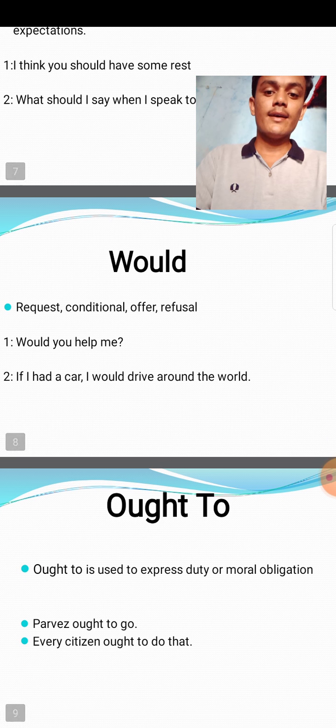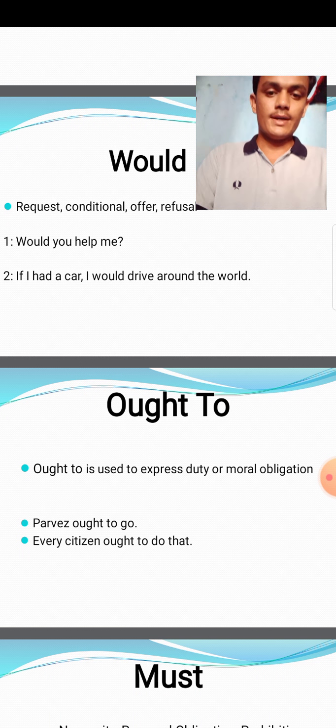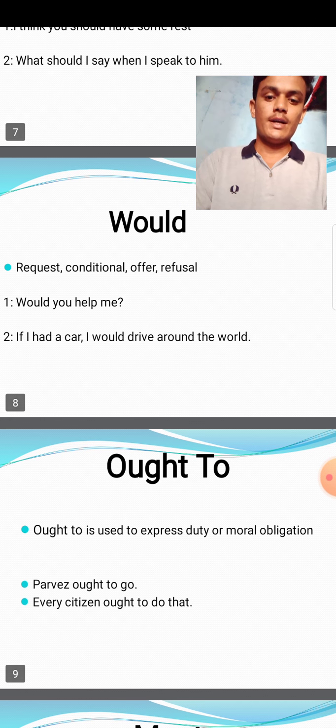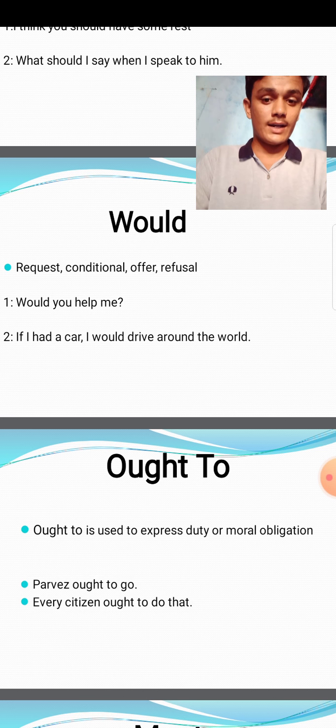Number 6 is would: request, conditional, offer, refusal. Example in the slide: would you help me? This is a request. Another example: if I had a car, I would drive around the world. This is an offer and conditional. These are examples of would.